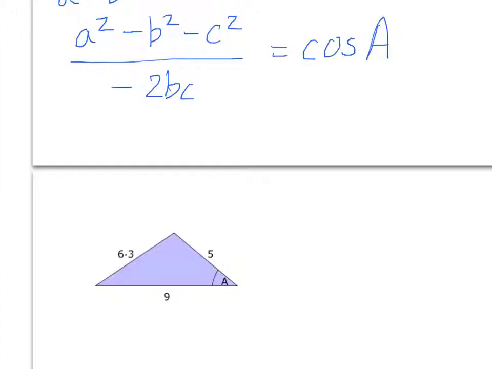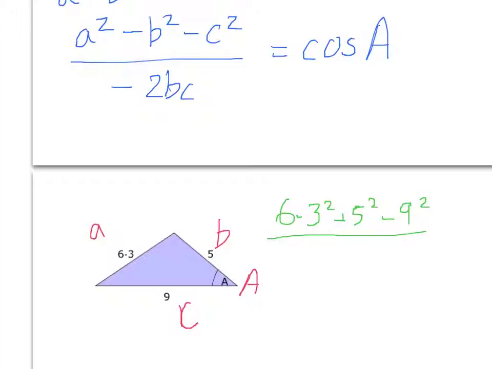So, yet again, this is going to be our A, and this is going to be our little a, and it doesn't matter which one goes as B and which one goes as C. So let's use that one as C, that one as B. Doesn't really matter. So, plugging into our equation. So, a squared is 6.3 squared. Minus b squared is minus 5 squared. Minus c squared is minus 9 squared. All over minus 2 times 5 times 9. And that's going to be equal to cos A.